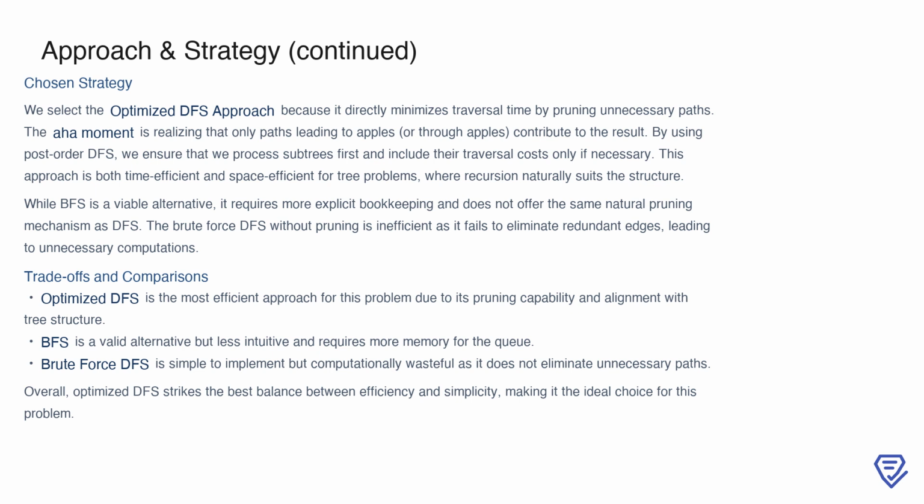While BFS is a valid alternative, it involves more overhead due to explicit bookkeeping and does not provide the same natural pruning as DFS. The brute force DFS, on the other hand, is computationally wasteful, as it fails to exclude unnecessary paths, leading to redundant calculations. In summary, the optimized DFS strikes the ideal balance between efficiency and simplicity, making it the most effective choice for minimizing traversal time in this problem. It avoids unnecessary computations while maintaining clarity in implementation, which is crucial when working with tree-based problems.